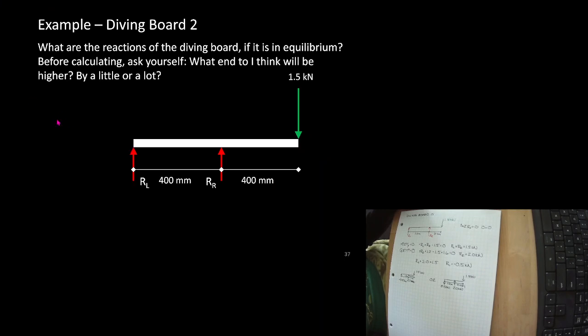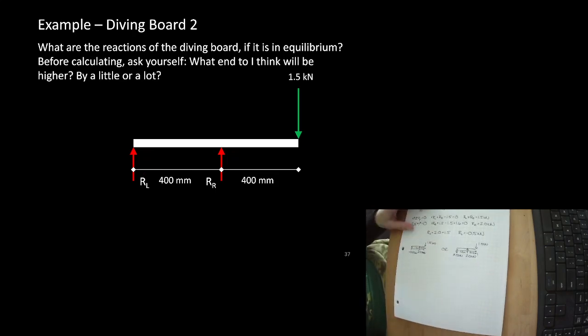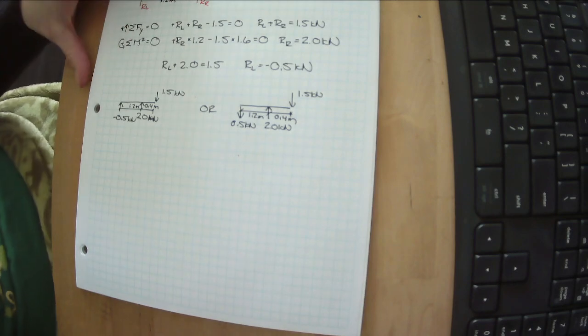What happens if we shorten the back span of that diving board? So we have the same person jumping at the front of the diving board, or standing at the front of the diving board, but we've shortened the back span. This is our cantilever, and this is our back span. What do we think is going to happen here? So let's do diving board 2.